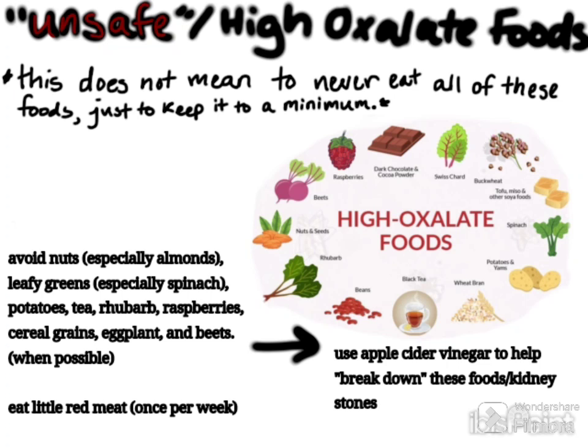Of course, there are also foods I like to avoid, like nuts, spinach, potatoes, tea, rhubarb, raspberry, eggplant, and beets. How many oxalates you eat all depend on the serving size of the food, of course. So you do not have to not eat these foods ever, just have to keep it to a minimum. Apple cider vinegar is good at breaking down these foods and kidney stones.